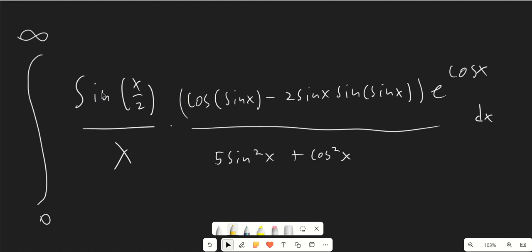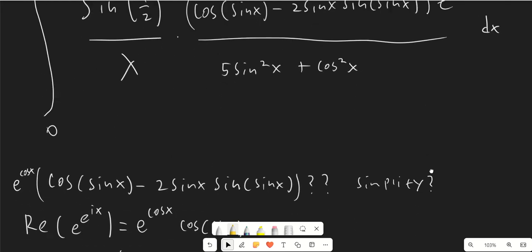So first of all, our integral is sine of x over 2 over x times cosine sine of x minus 2 sine of x sine of x, all multiplied by e to the cosine of x over 5 sine squared of x plus cosine squared of x dx. So in order to take on this awesome integral, obviously we're going to have to do a little bit of simplification. And we're going to start with these two terms in the top here. What's the relationship between cosine sine of x and 2 sine sine of x?